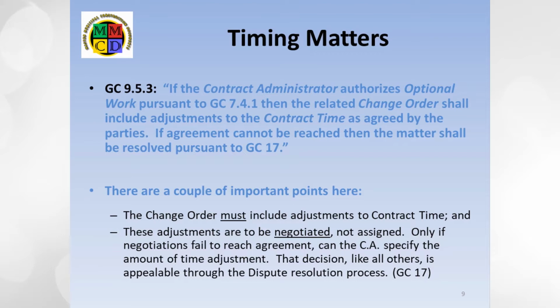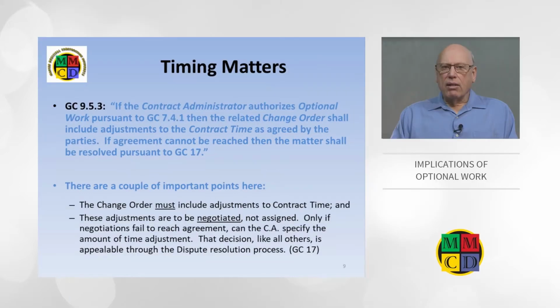The implied obligation is that this duration is to be negotiated between the CA and the superintendent or other contractor representative. However, to prevent a delay of the job due to a disagreement over the amount of time to be awarded, the CA may terminate negotiations and impose a time allowance. If that allowance is inadequate, the contractor can file a formal dispute notice, and the matter will then be resolved by others using the GC17 dispute protocol.